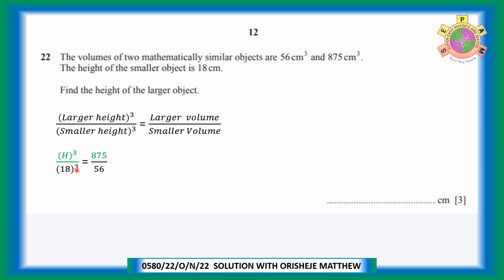So with that, we can cross multiply. So that gives us h cube. Then we get the cube root of both sides. So I decide to simplify the right hand side, then get the cube root of this.